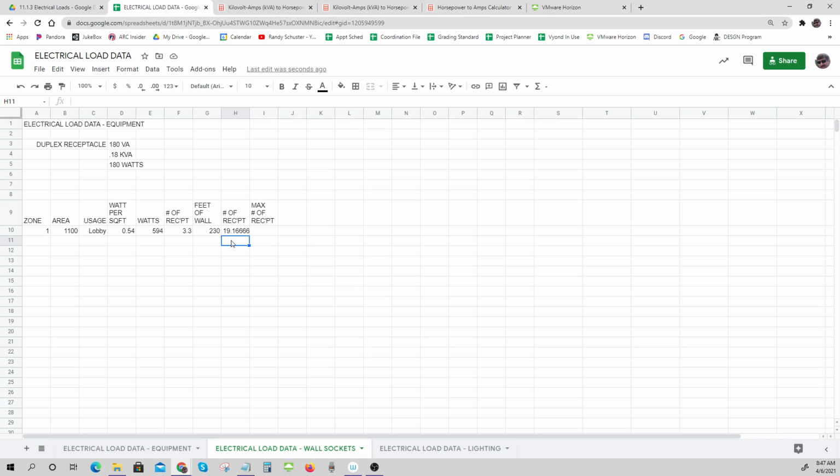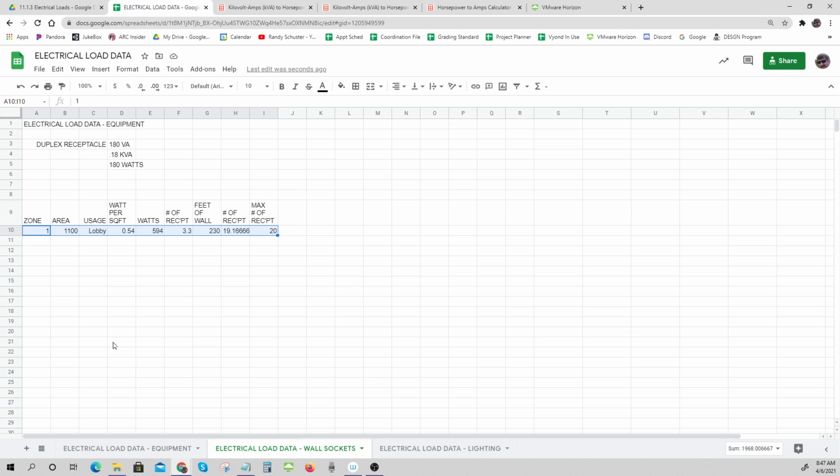Okay, and you're going to find that normally your feet of wall is going to be more important. And so for the max number of receptacles, I hate to put in 19. I'm going to put in 20. Okay, and that's what you're going to do for each zone to get your wall sockets.